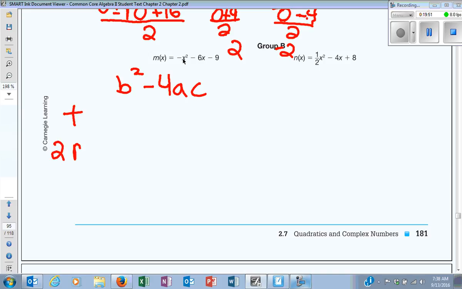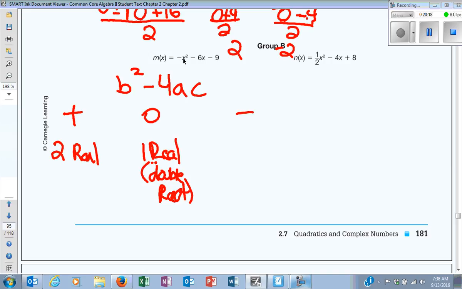Two real roots. If it's 0, what do I know? One real root, and it also has what's called a multiplicity, or it's called a double root. It means that this real root happens twice. We'll talk a lot more about that later on, but just understand it's a double root. It's the same number twice, but you only graph it once.